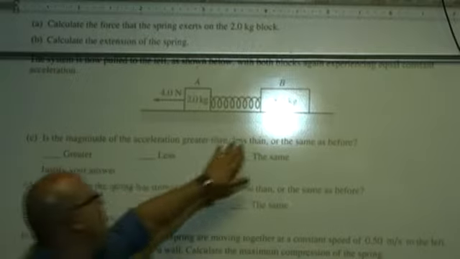All right, C. It says the system is now pulled to the left as shown below, with both blocks again experiencing equal constant acceleration. Part C says, is the magnitude of the acceleration greater than, less than, or the same? Part D is, is the amount that the spring stretches greater than, less than, or the same as before? So I want you to answer C and D and justify your answer. Don't yell out your answer. I want everybody to think about it.